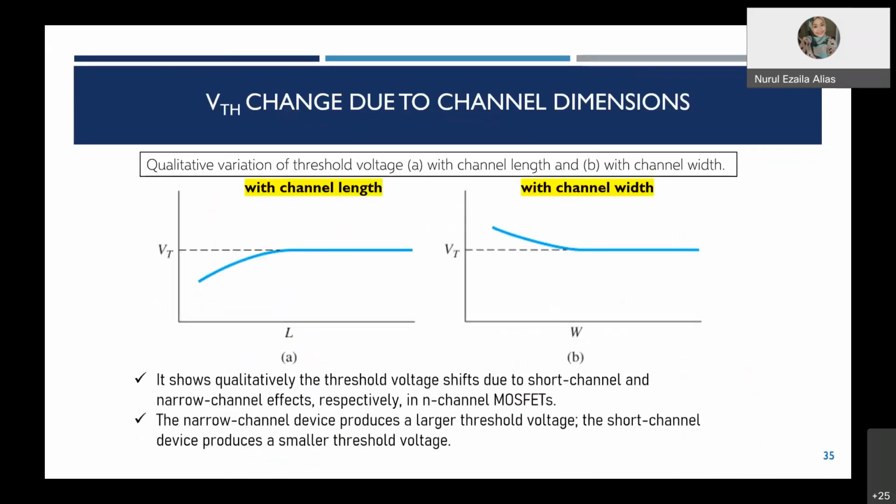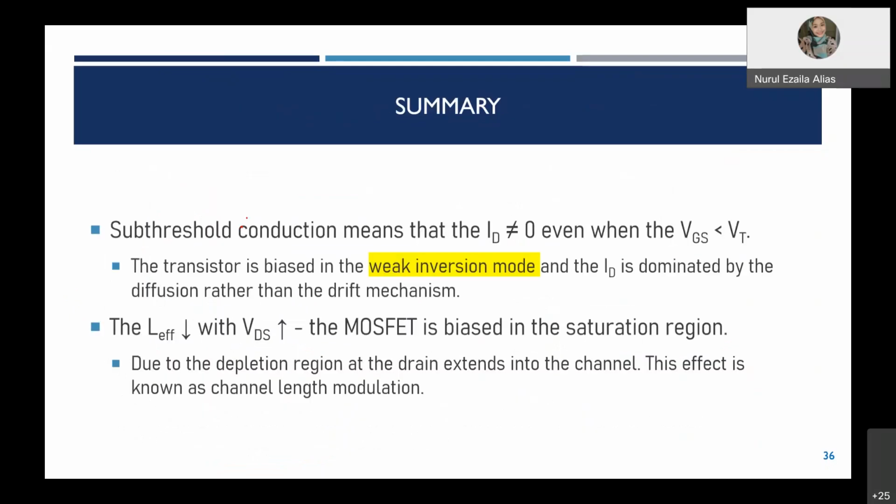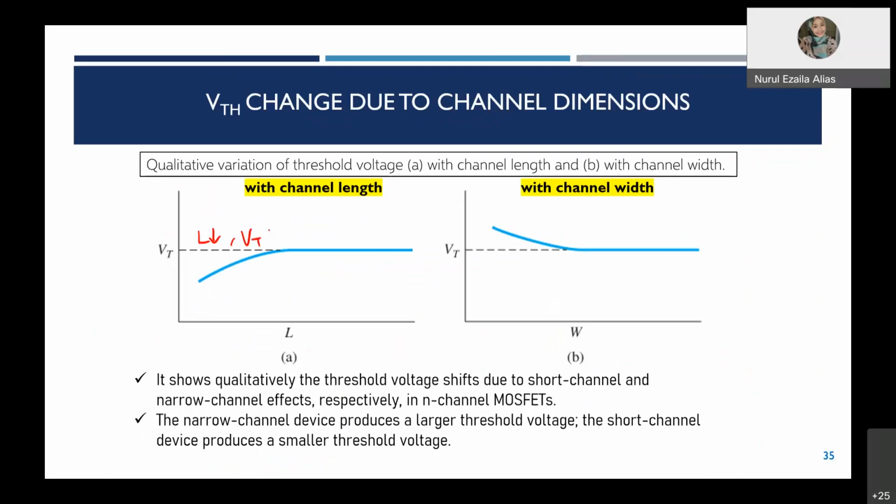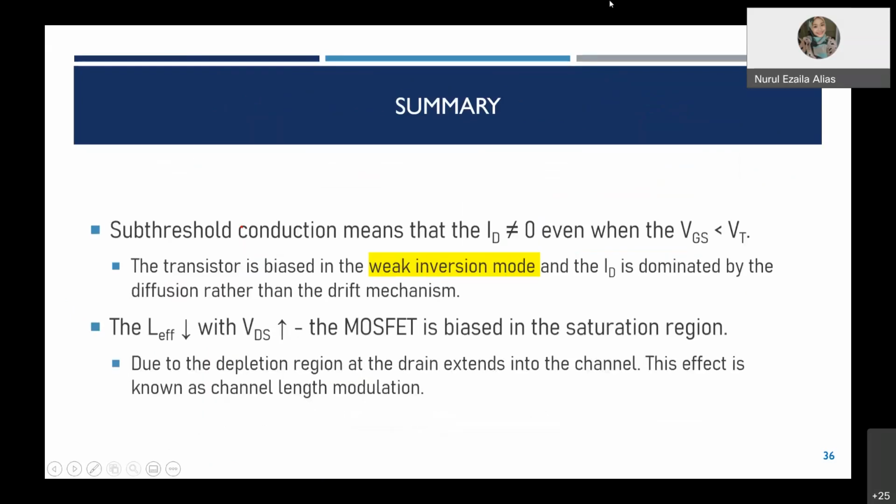So this is the summary with the channel length and also with the channel width. As you can see from here, when L is reduced, the VT is also reduced. However, vice versa for the W. When W is reduced, VT is increased. So it has two different characteristics for both. The narrow channel device produces a larger threshold voltage. However, the short channel device produces a smaller threshold voltage. So this is the summary from yesterday.